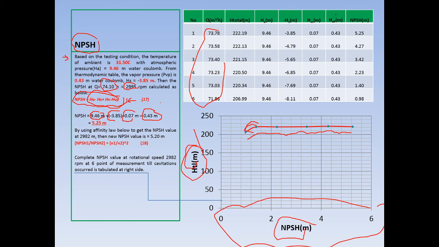this is the vapor pressure at that laboratory according to the table of thermodynamic. You subtract that, the remaining head, and you get this 5.25 meters. That's what you have.